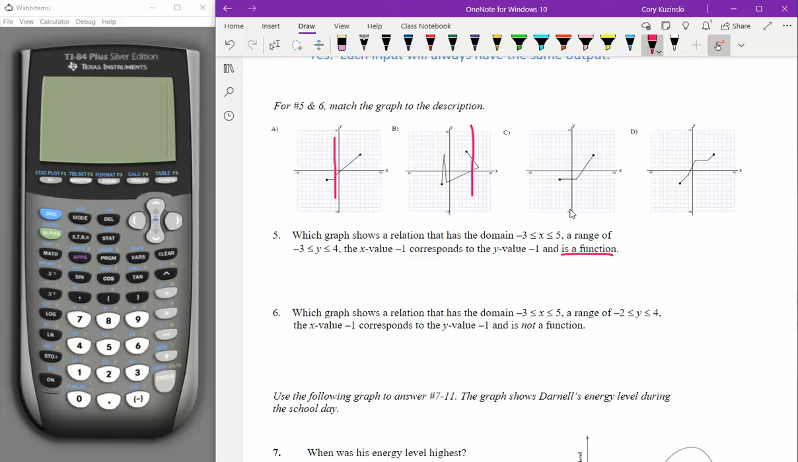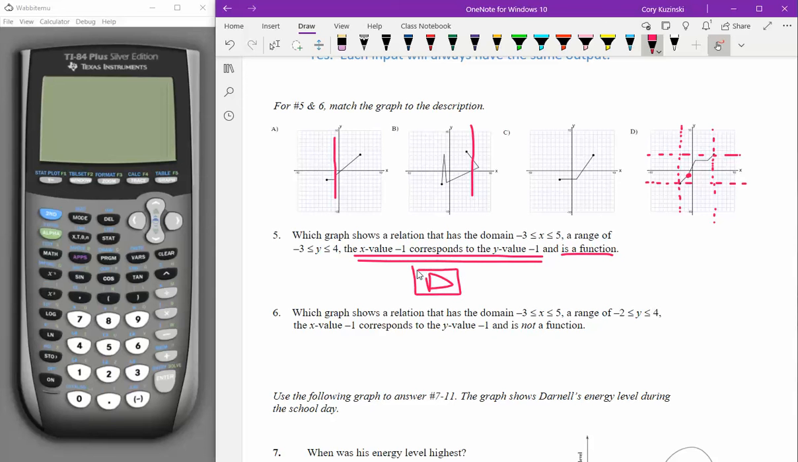So that leaves these two. And this is the only one that includes the point -1, -1. So it's got to be that one. Let's check its domain. It goes from -3 to 5. Here's -3. And 1, 2, 3, 4, 5. Yep. And its range is from -3 to +4. Yeah, so here's -3, 1, 2, 3, 4. Yep, there's +4. So it's definitely choice D.